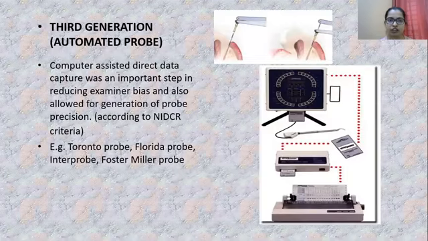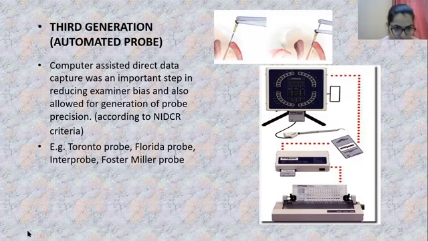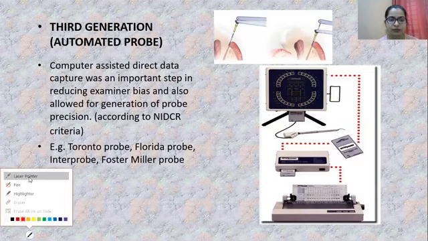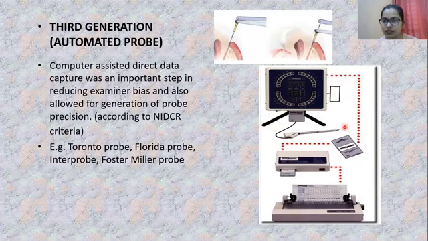Moving on to the third generation probe, it is an automated probe. There is no examination bias in this type of probe, and examples are the Toronto probe, Florida probe, Inter probe, and Foster Miller probe. This is the probe which is put in the surface area, and the recordings are seen on the monitor.